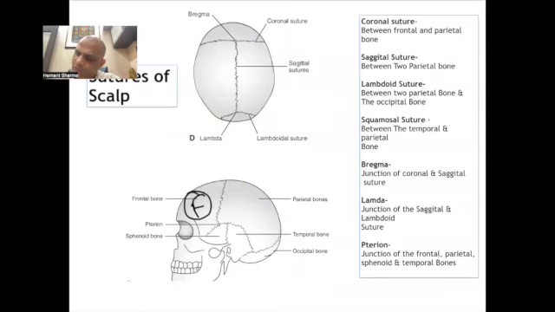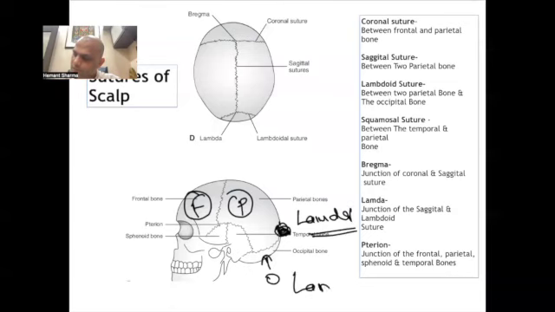So this is the frontal bone, this is the parietal bone, and the backside is the occipital bone. And on the junction, we will be having here, that is lambda. Lambda, right?